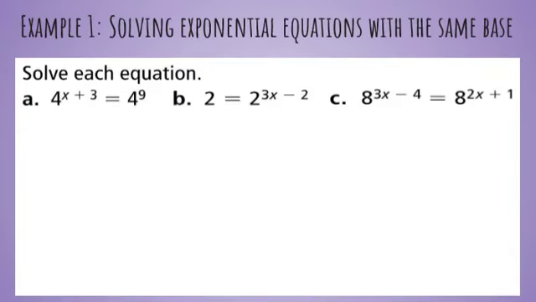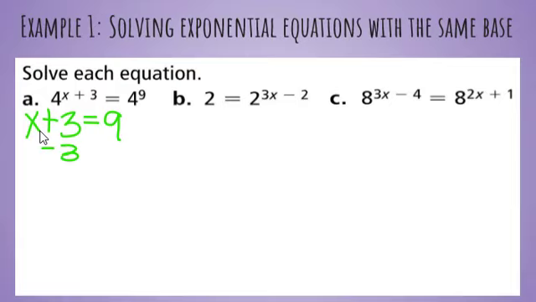Example 1 is solving exponential equations with the same base. Looking at our first problem, we have 4 to the x plus 3 power is equal to 4 to the 9th power. So we have 4 as our same base. Now we're going to make an equation out of the exponents. We're going to use x plus 3, the exponent of the first one, and set that equal to the exponent of the second one, which is 9. Then we're going to solve this equation for x.